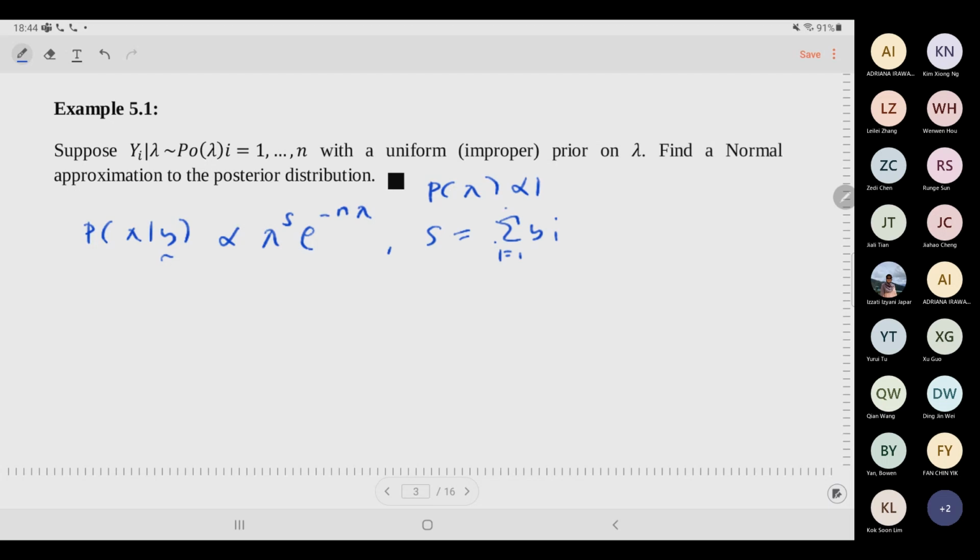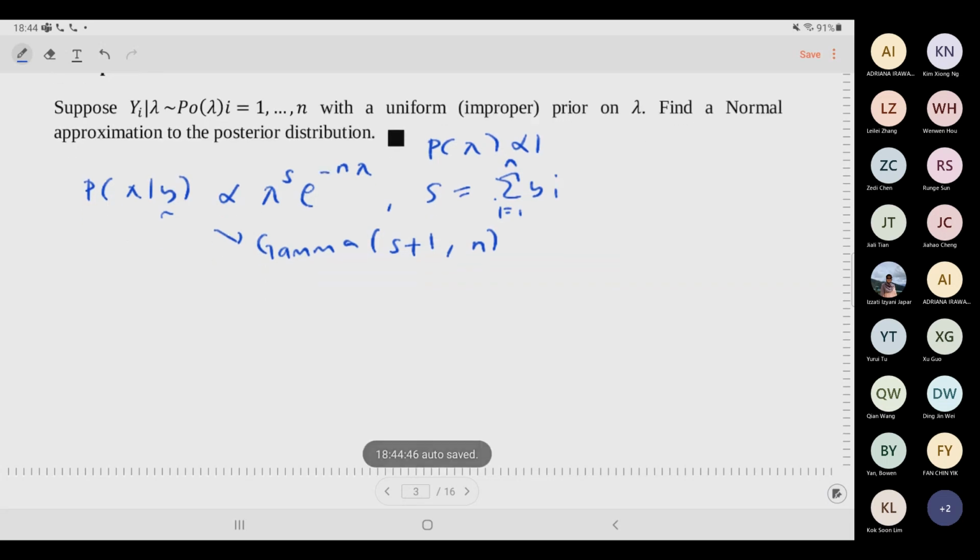If you have the true distribution, this is actually a gamma. So you know the true distribution, but this is good if you want to compare with the approximation. So we have Gamma(S plus 1, n), and this is your posterior. One good thing is you can use only the proportional form, because you can find the log posterior up to proportionality.